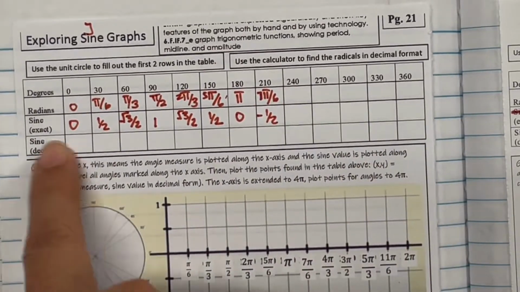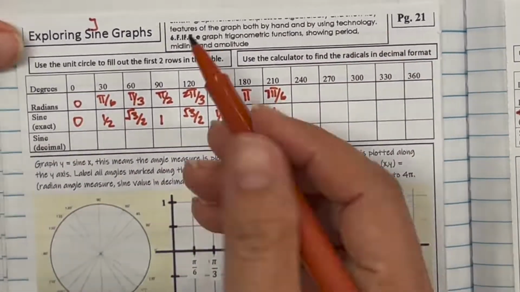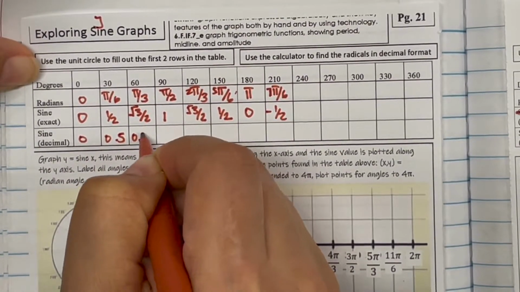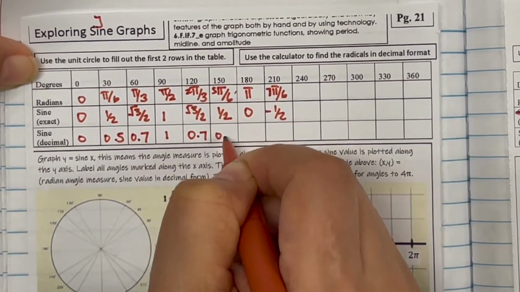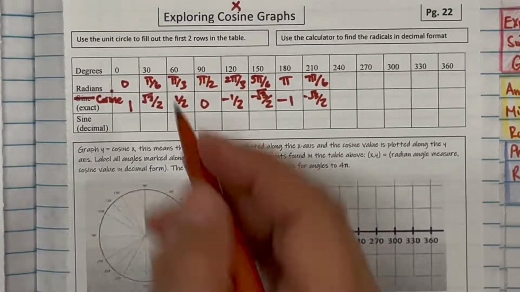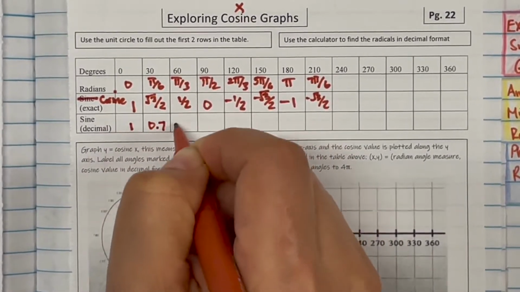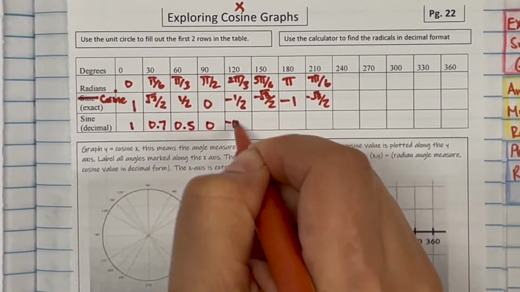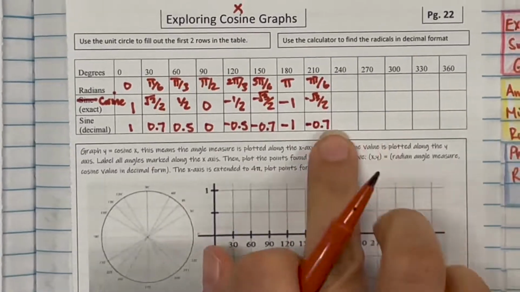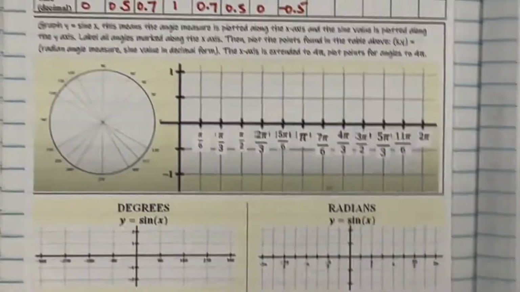All right, now use your calculator to find the radicals in decimal format. So just put this in the calculator, 0, 0. 1/2 in the calculator is 0.5. Radical 3 over 2 is 0.86 something, which is 0.9. So fill this out. Just plug it in the calculator and fill it out. And you're filling out the rest of it, just putting it in the calculator and seeing what it is.